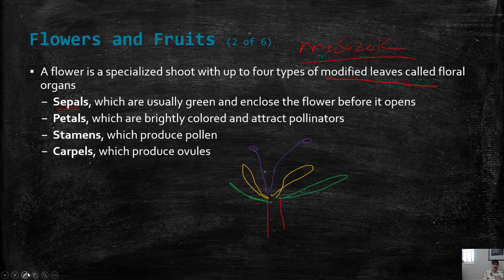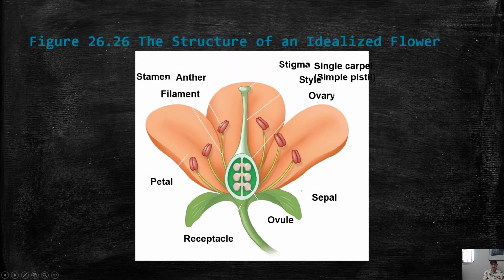And then in the middle, you have the carpel. Carpels are structures that make ovules, okay? Anyway, so those are the parts of a flower. So let's look at it in a more artistic rendering. So here we have the sepals, the petals, the stamens. This is where pollen is made. Pollen is made in here, pollen.